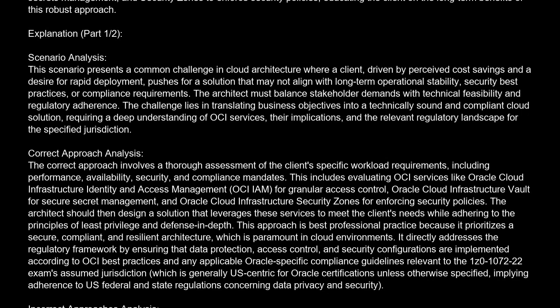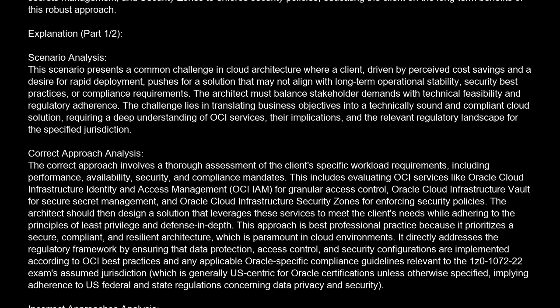The correct answer is A. Conduct a detailed assessment of the application's security and compliance requirements, then design a solution leveraging OCI Identity and Access Management (IAM) for granular access control, Oracle Cloud Infrastructure Vault for secrets management, and security zones to enforce security policies, educating the client on the long-term benefits of this robust approach.